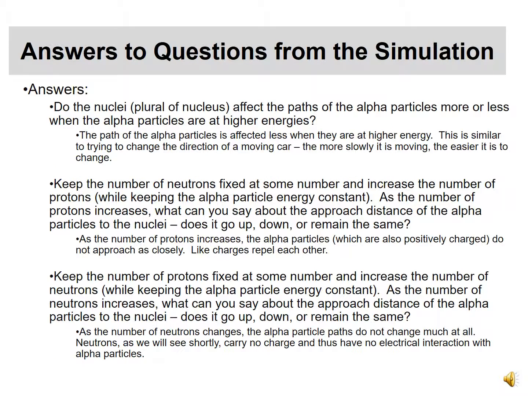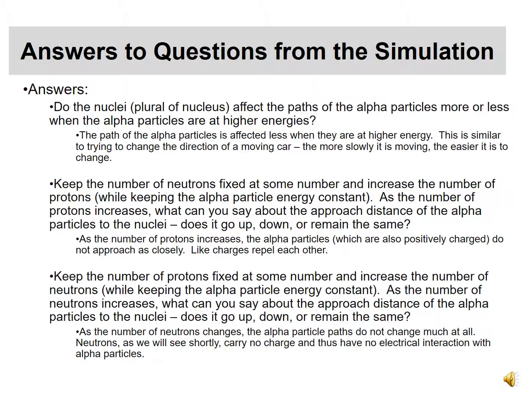The question is, do the nuclei affect the paths of the alpha particles more or less as the alpha particles go up in energy? What you'll probably find is as you increase the alpha particles to higher energy levels, they're less affected by those atoms. It's kind of like a car going down the road. If you just had to push on it and change its direction, it would be easier to change it moving slowly than it would be if it were moving very fast.